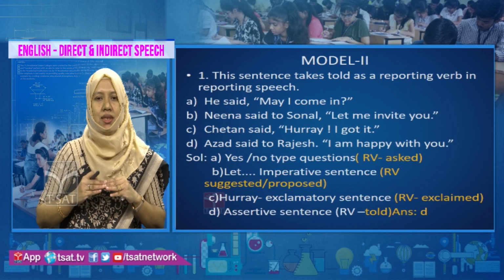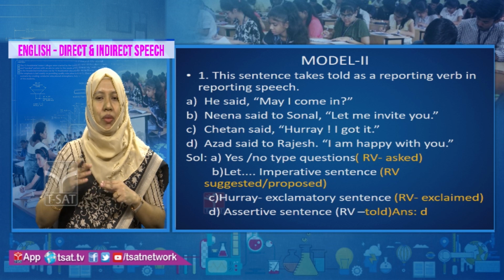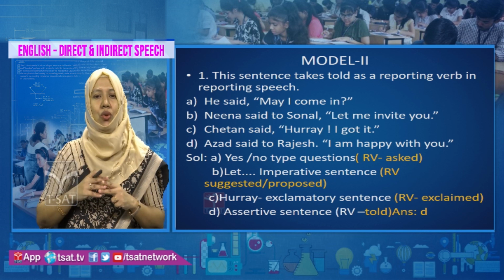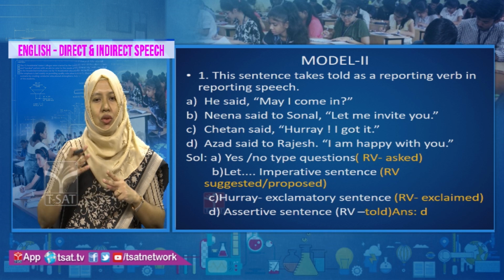This sentence takes told as the reporting verb in reported speech. Option A, he said, may I come in? Option B, Neena said to Sonal, let me invite you. Chetan said, "Hooray, I got it." Azad said to Rajesh, "I am happy with you." Now here you can see two sentences, and sentence C is an exclamatory sentence. How to solve such kind of questions? Let us look at the options.